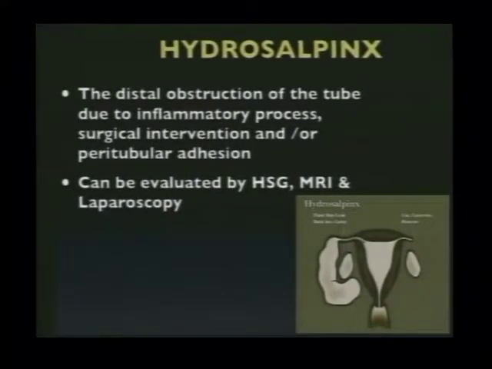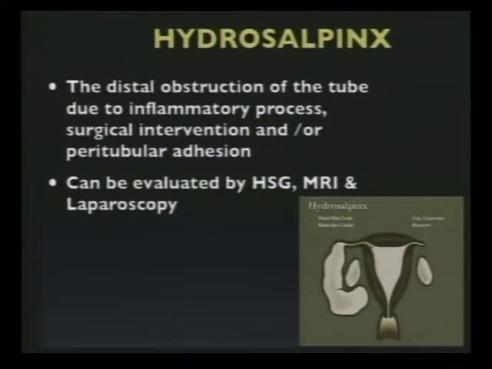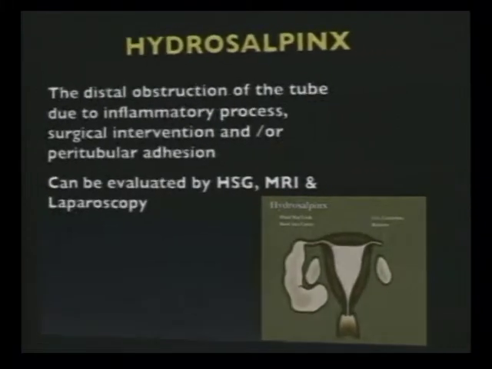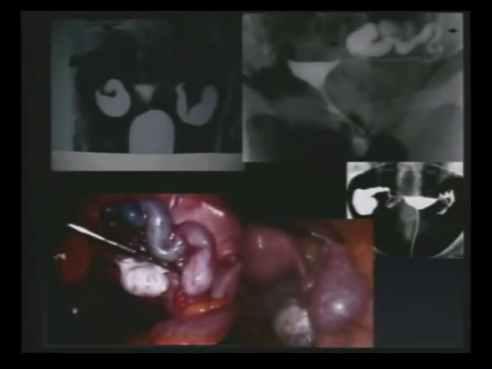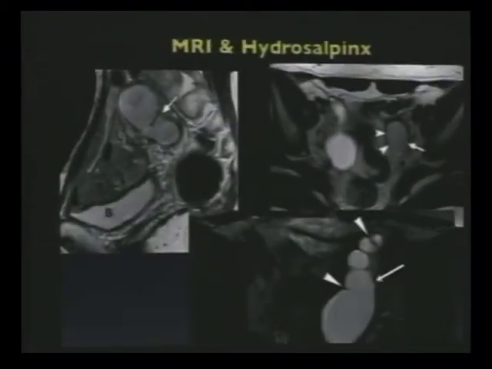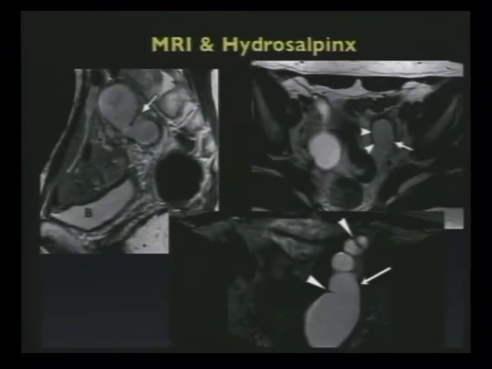Let's start with hydrosalpinx, which is the distal obstruction of the tube due to inflammatory process, surgical intervention, and/or peritubal adhesions. It can be evaluated by hysterosalpingography, MRI, and laparoscopy. As you can see here, some examples of hysterosalpingography and laparoscopy, and also with MRI imaging.